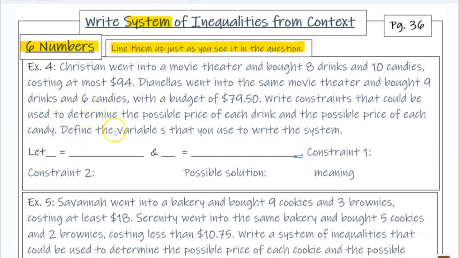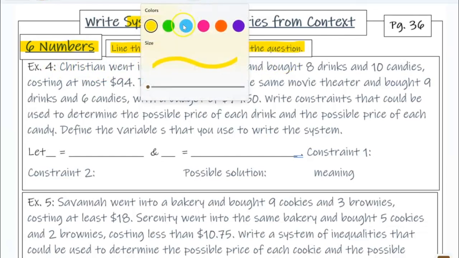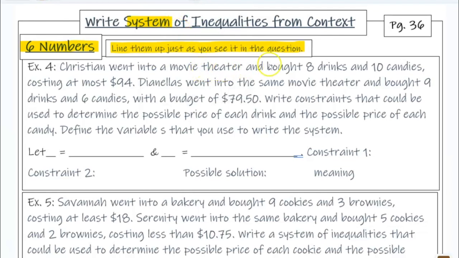Okay, so I'll do this first example. You can do this second one at the same time I'm doing my first. My example says Christian went into a movie theater and bought 8 drinks. I should have started off by saying, as you're reading your question, as soon as you get to a number, I want you to highlight it and what it's talking about. In this case, I got to a number 8 and it's talking about drinks. So go ahead and grab a color pencil, a highlighter, or likely do it with your pencil. Every time you get to a number, highlight it.